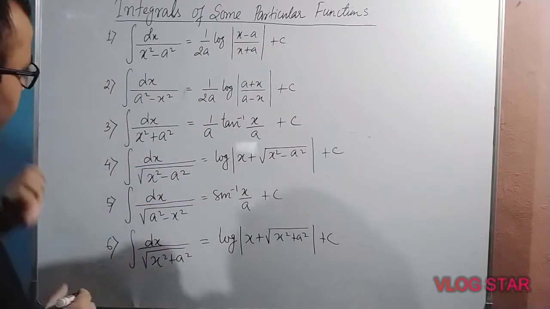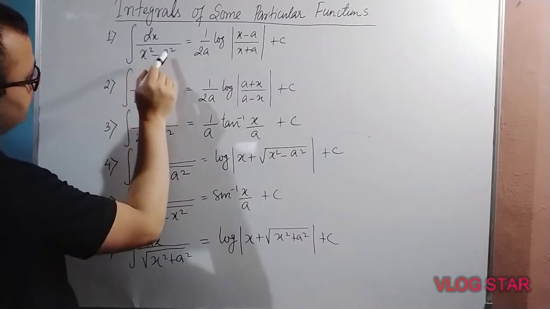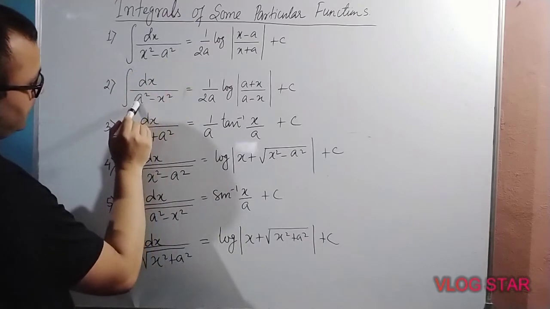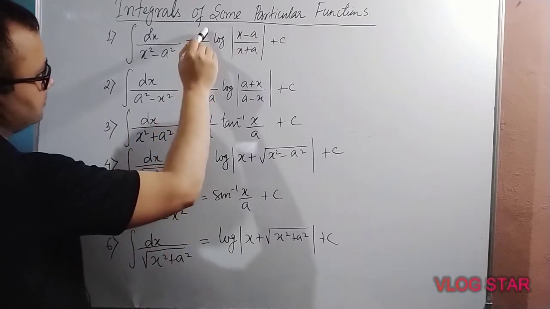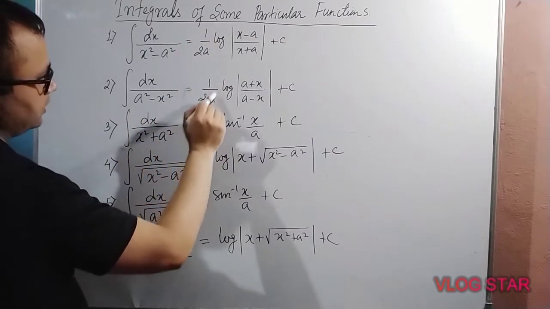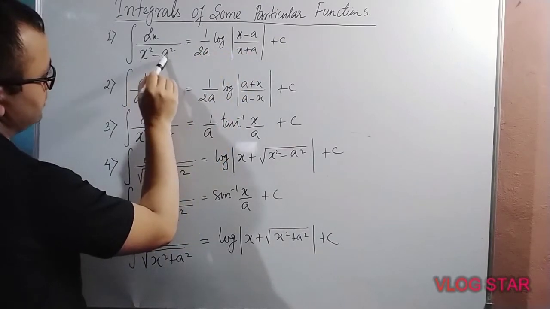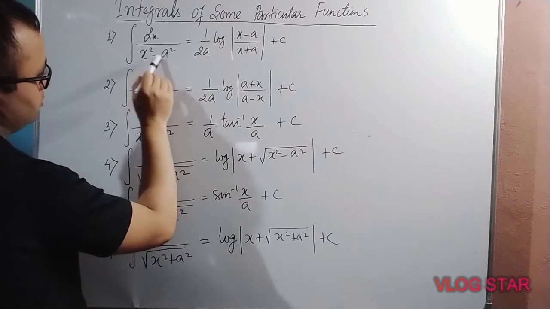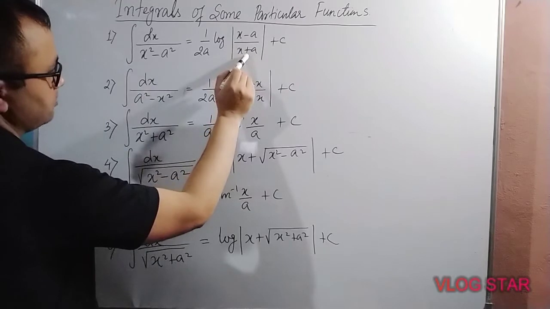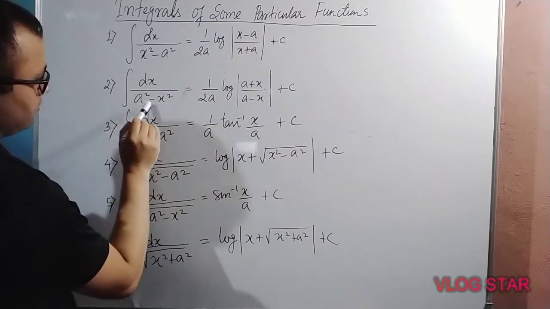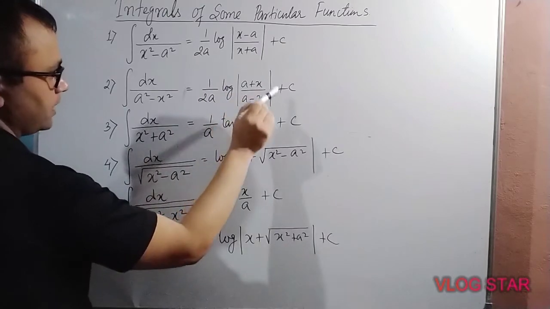In formula number 2, integration of dx by a square minus x square, the formula is 1 by 2a log. In the case of x square minus a square, there is x minus a by x plus a. In the case of a square minus x square, there is a plus x by a minus x, plus c.